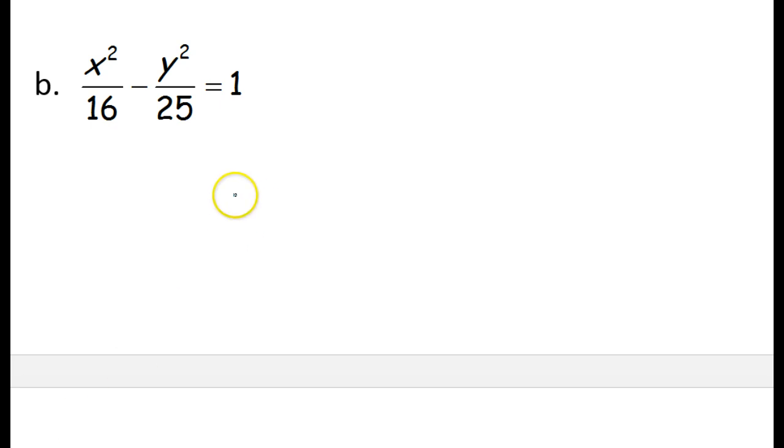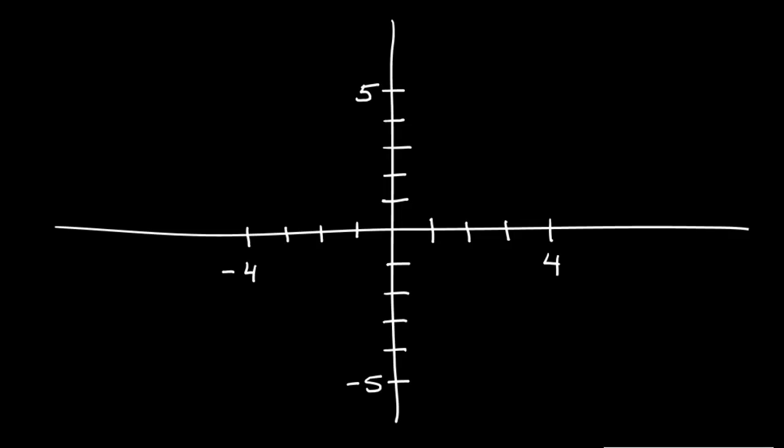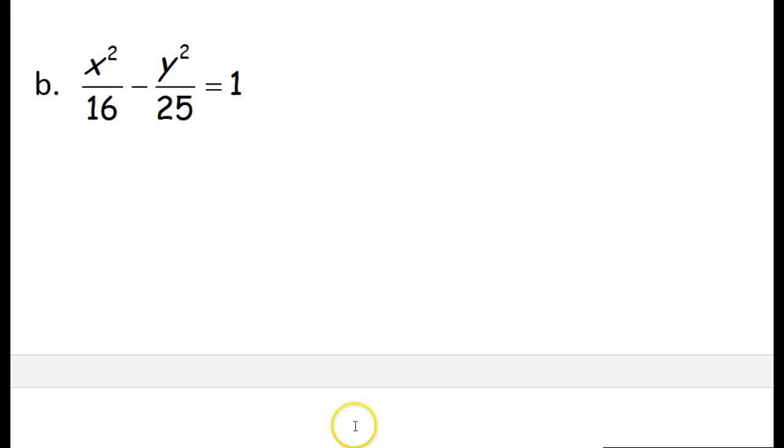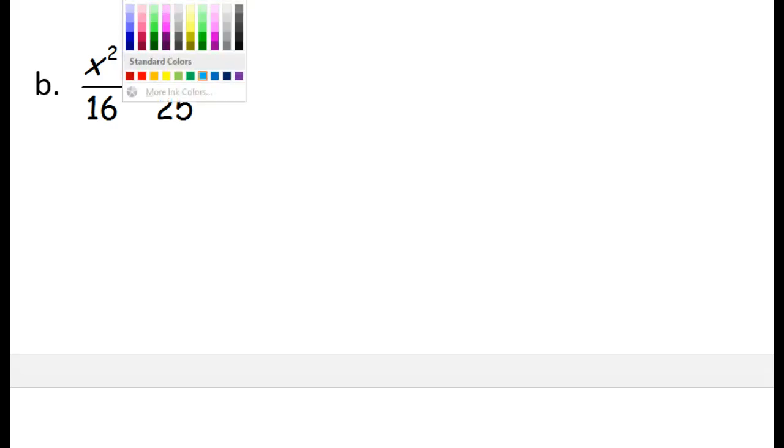Let's move on to part B. Again, we know that the center of the hyperbola is going to be 0, 0 because we just see x squared and y squared. So let's go ahead and graph that. All right, the center is right here. I'm marking it even though the center is not a point that's on the hyperbola. So there's the center.